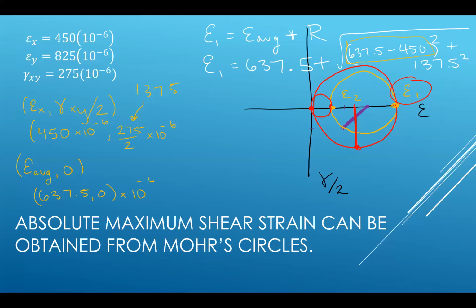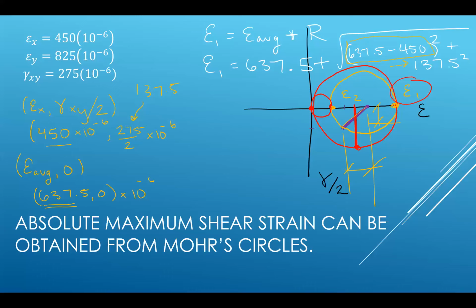Oh, I'm sorry. No. That's the difference between the average and our strain x. So that is this distance here. And then this is our given gamma over 2. So that's this vertical distance here. So by doing the Pythagorean theorem, we're getting this purple radius there that I just highlighted.